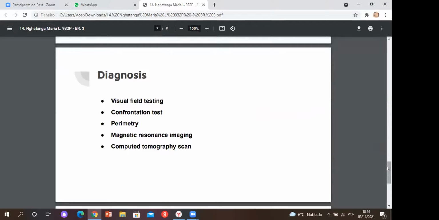Okay, so the diagnosis. This is basically what instruments are used to diagnose these defects. They use visual field testing, the confrontation test, perimetry, magnetic resonance imaging, and computer tomography, the CT scan. These are the things they use to diagnose the defects or lesions in the optic nerve that cause these defects.